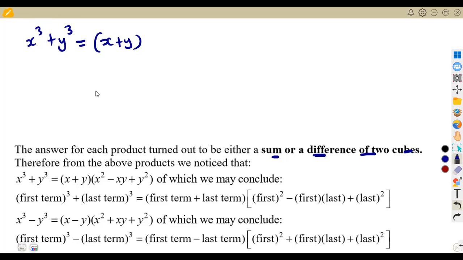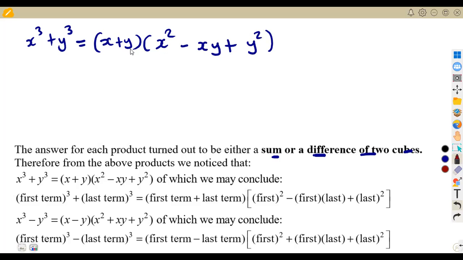It's just like trigonometry, where we've got trigonometrical ratios or identities. It's something that you are supposed to know, or to note how to apply. So you're going to have x plus y, which is the sum of the first and the last term. Then we're going to have x squared minus the product of x and y, plus the square of y.